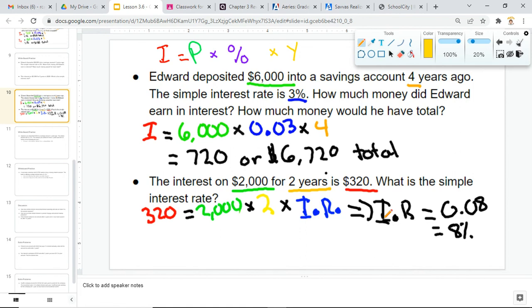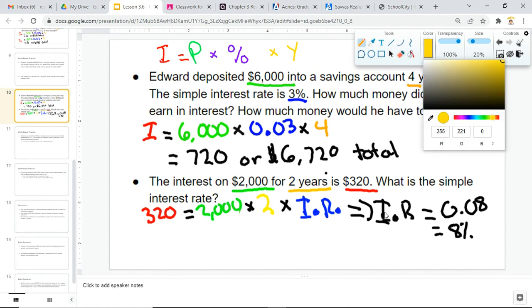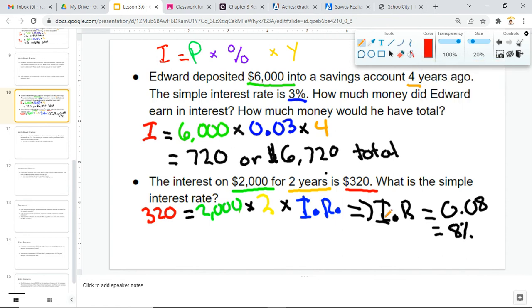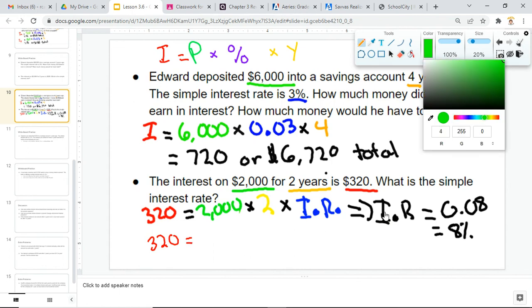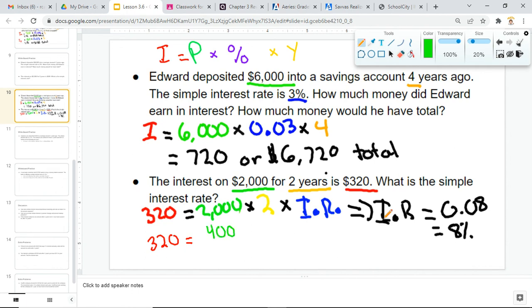And the next question we have here is the interest on $2,000 for 2 years is $320, and we want to find our interest rate. So on this problem, we know the amount of interest. So this time I know my I, and in this problem, my I is 320. And that'll be equal to the principal, or 2,000, times the amount of years, 2, times my interest rate. So I need to do 320 on the left side of my equation, and that'll be equal to 2,000 times 2, or 4,000, times the rate.